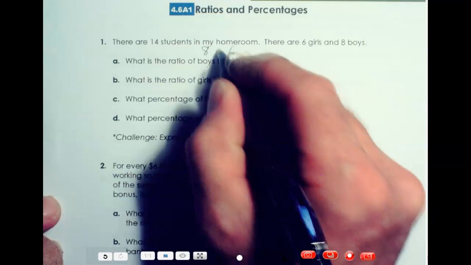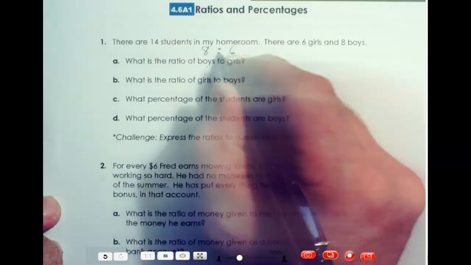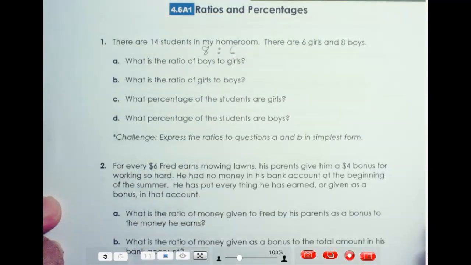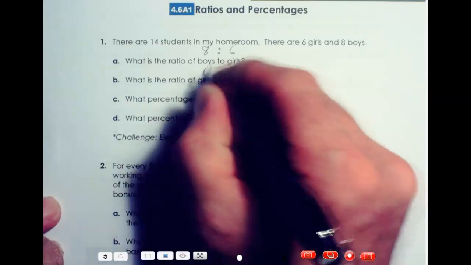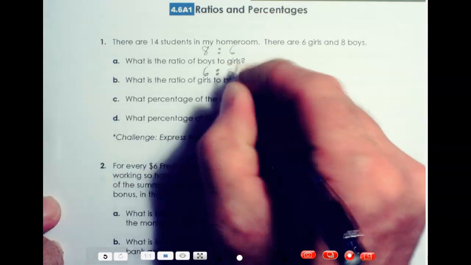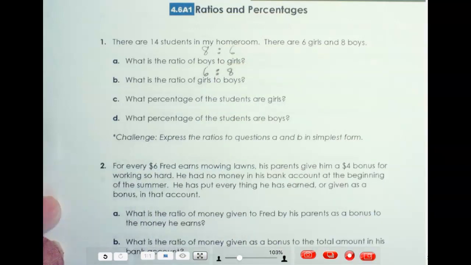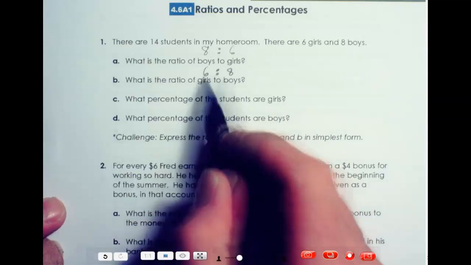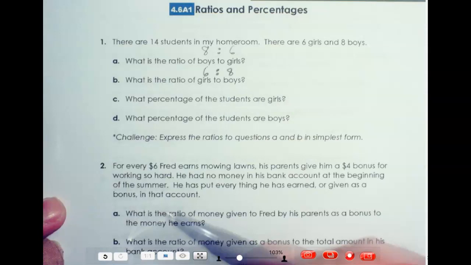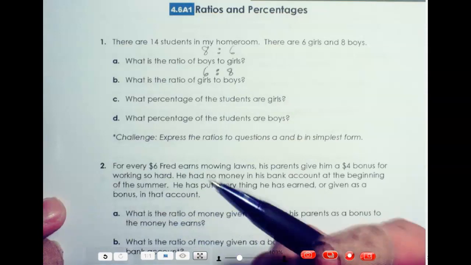And you can write it with the word to, or you can write it with a colon like that. 8 to 6. Now, what is the ratio of girls to boys? Well, the girls are 6 to 8, or 6 colon 8. Either way is a good way to write that. Remember, side to side, part to part. Those are parts. Now, what percentage of the students are girls?